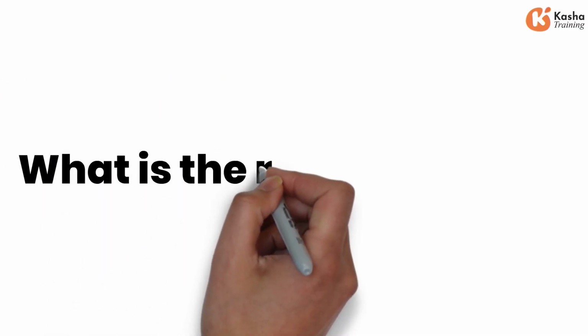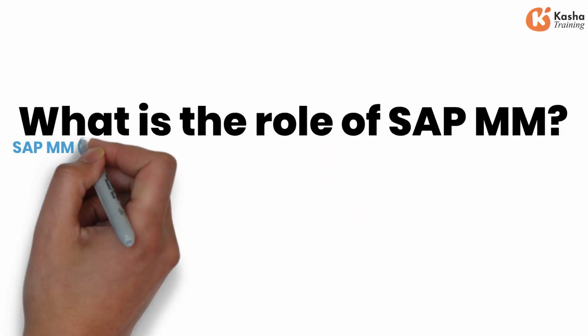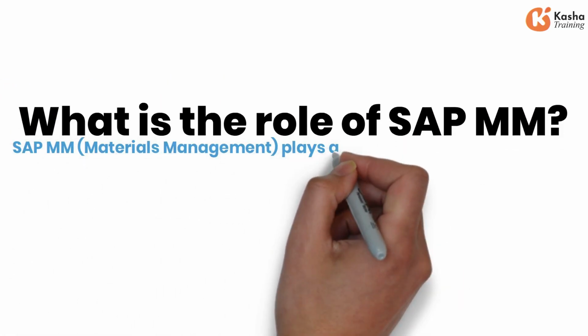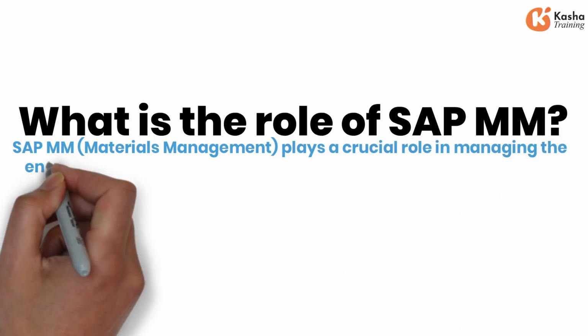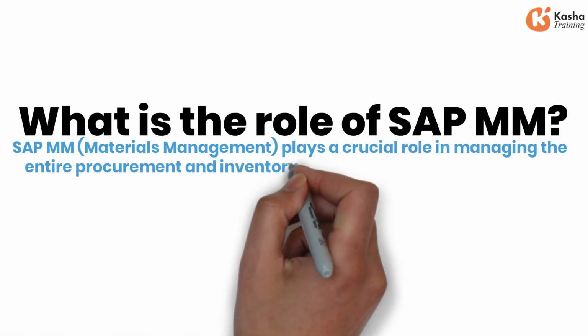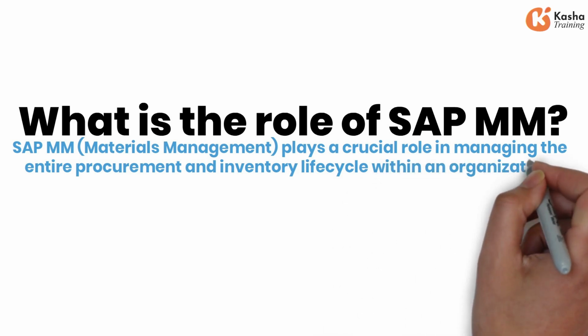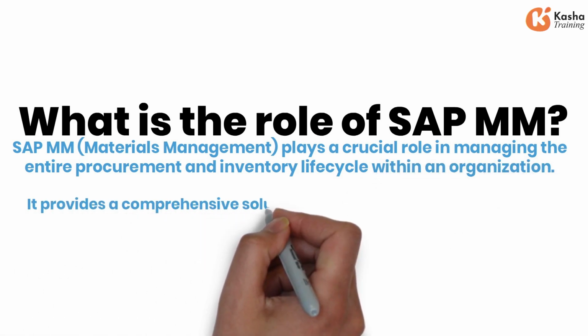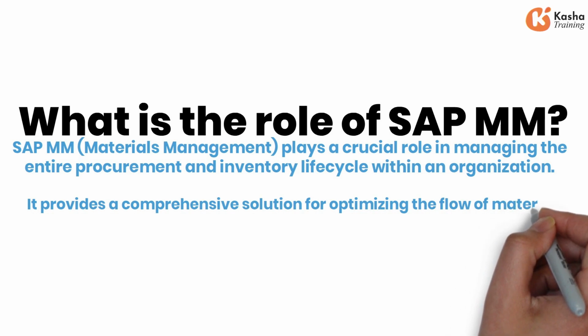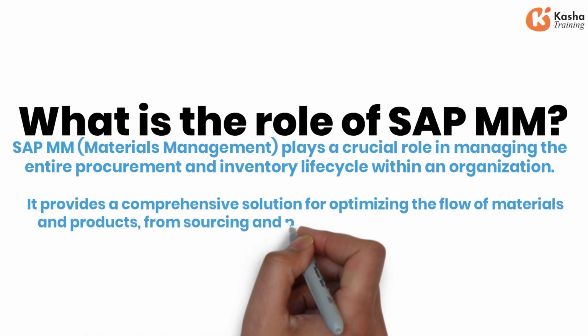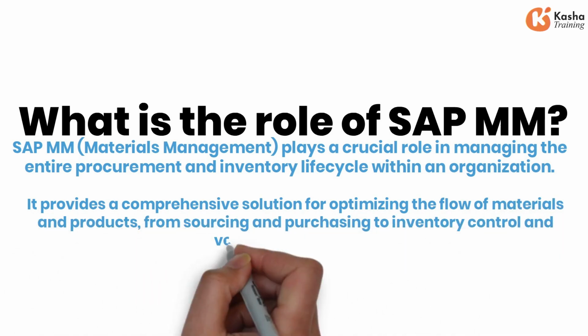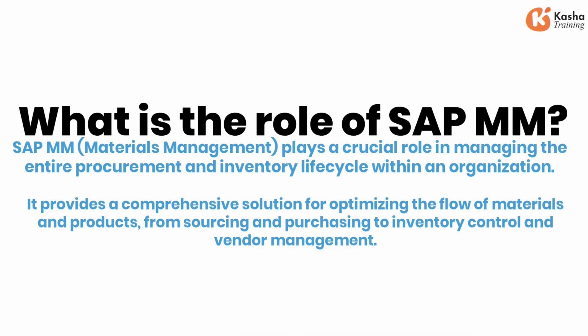What is the role of SAP MM? SAP MM, Materials Management, plays a crucial role in managing the entire procurement and inventory lifecycle within an organization. It provides a comprehensive solution for optimizing the flow of materials and products, from sourcing and purchasing to inventory control and vendor management. Here are some of the key roles of SAP MM.